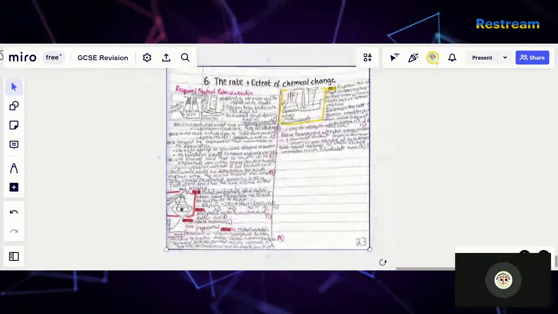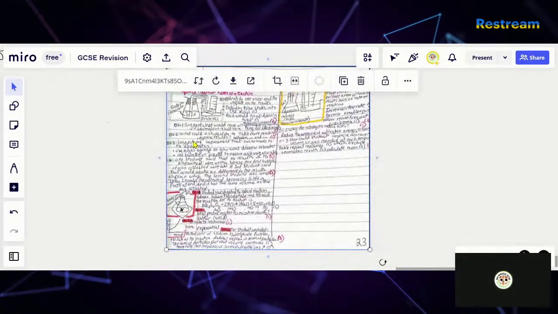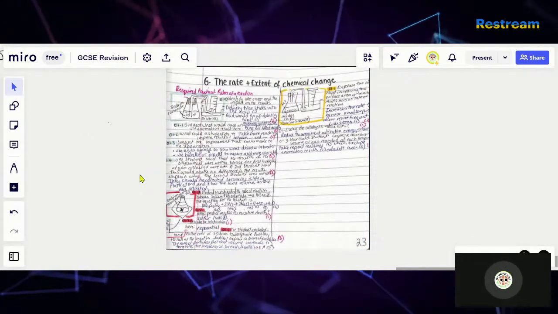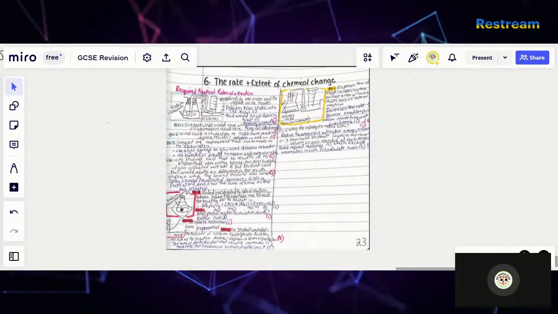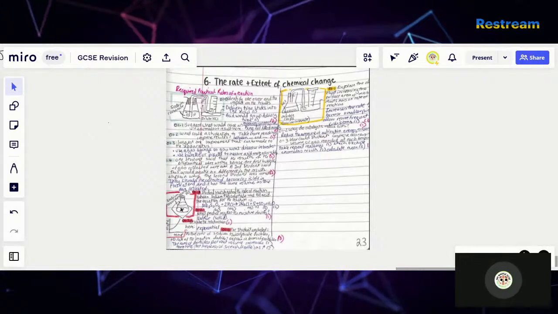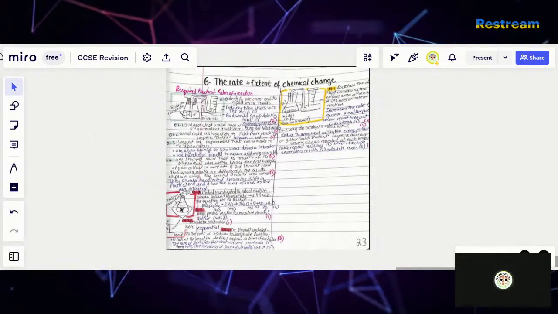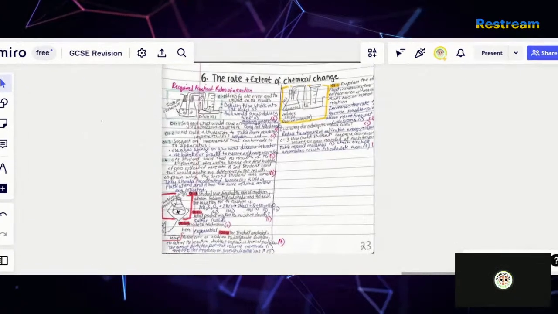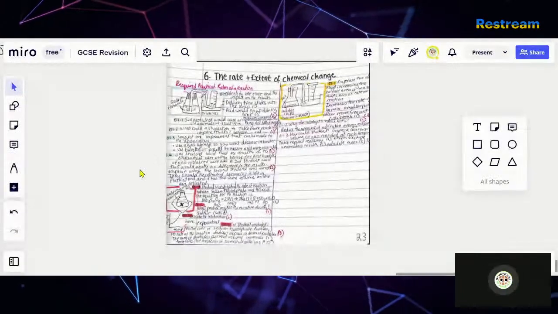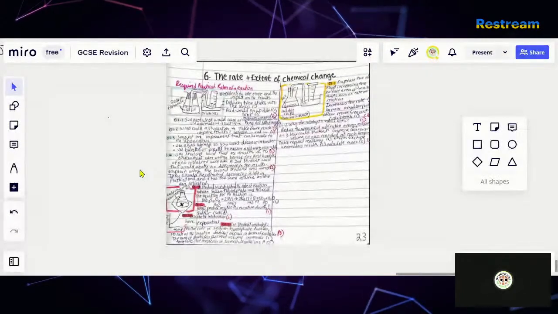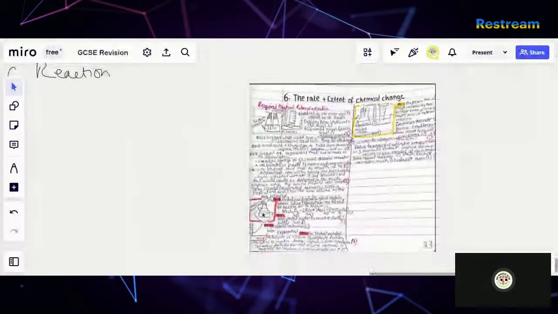Okay, so you can now see the rates of the reaction sheet over here, which I'd made some keynotes on. So these have the different key rates of the reaction questions. We have the method of this. So let me draw the diagram out.